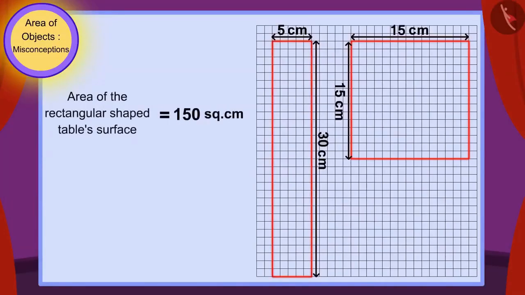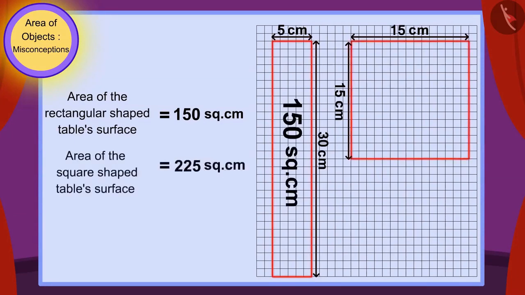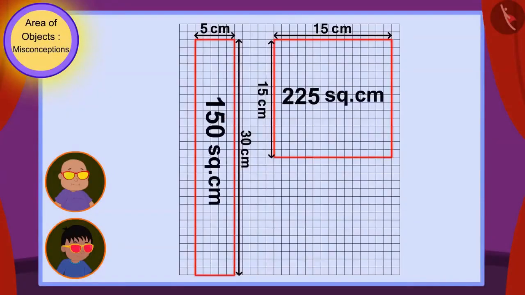There are 150 squares in the surface of the rectangle-shaped table. Or the area of the rectangular table surface is 150 square centimeters. And there are 225 squares in the square-shaped table surface. Or the area of the square-shaped table's surface is 225 square centimeters. Raju and Bablu also found the area of the surfaces of both tables just like you.